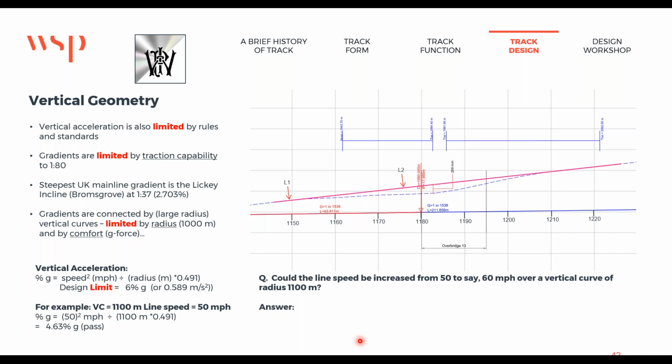Here's the answer here. Here's your formula. %G, 60 squared divided by 1100 times 0.491. 3600 divided by 540.1. 6.67% G. It's a fail. So you can't get 60 miles an hour out of that. You could do 55 and it's only just a pass. It's starting to get uncomfortable.